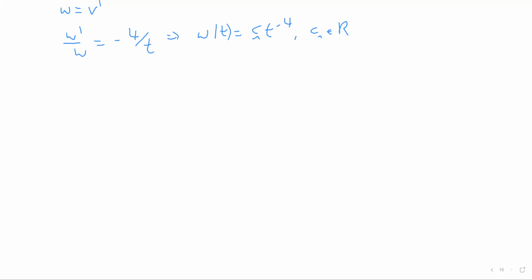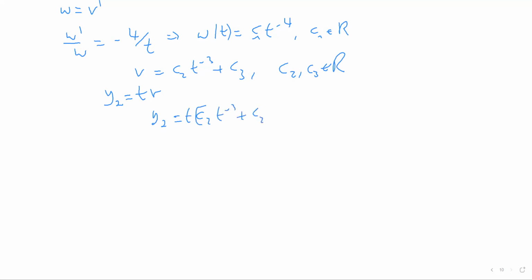So if you know w, then you can easily write out a solution for v, because we know w is equal to v prime. So now we can write v is equal to c2 t to the power minus 3 plus c3, where c2 and c3 are in the reals. Then finally, we know that y2 is equal to t v. And now that we know v, we can make a substitution for y2, so it is c2 t to the power minus 3 plus c3, and this is nothing but c2 t to the power minus 2 plus c3 t.